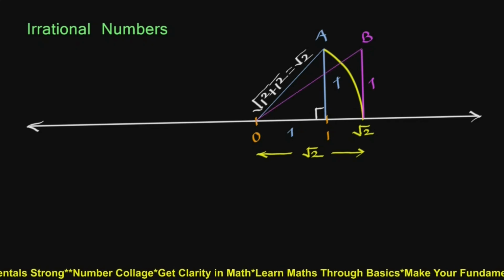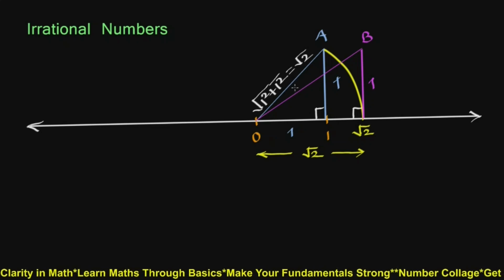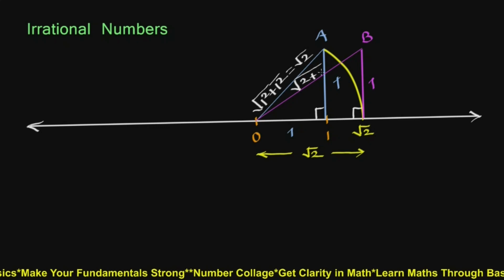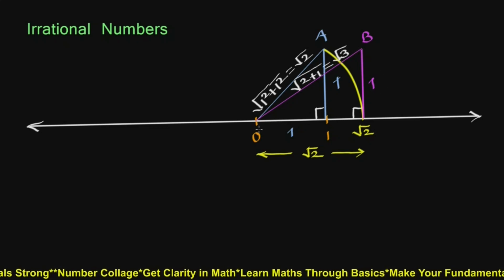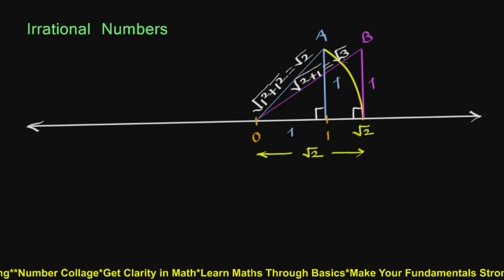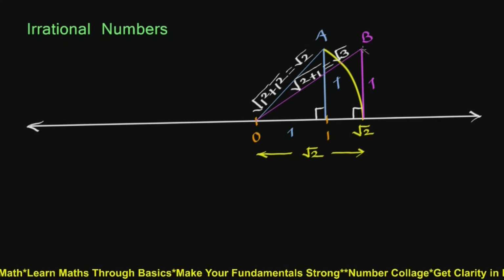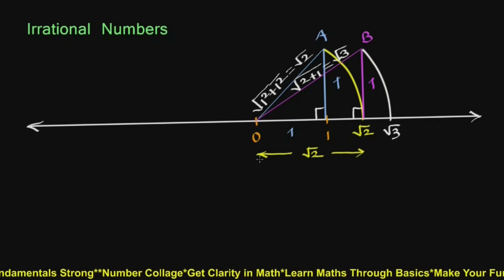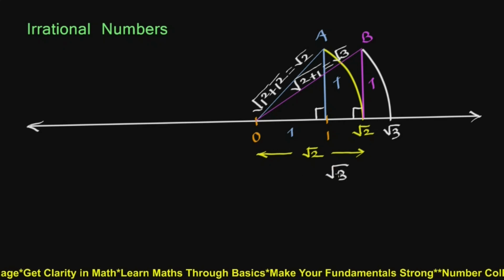Now in right triangle O root 2 B, length OB will be the square root of root 2 square, which is 2, plus 1 square, which is 1, that is root 3. Now with O as center and OB as radius, we will draw an arc which cuts the number line at point root 3, and this distance O to root 3 is root 3.